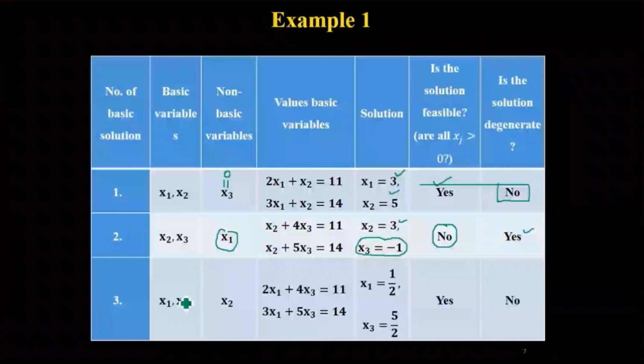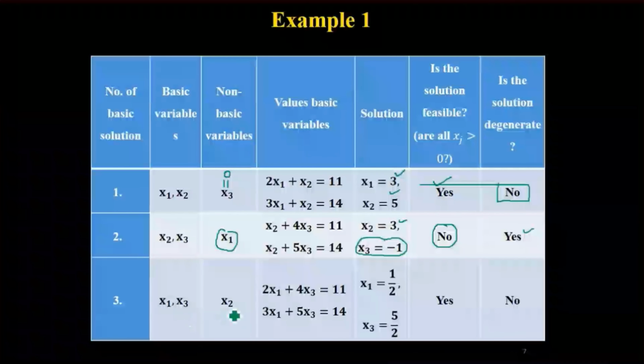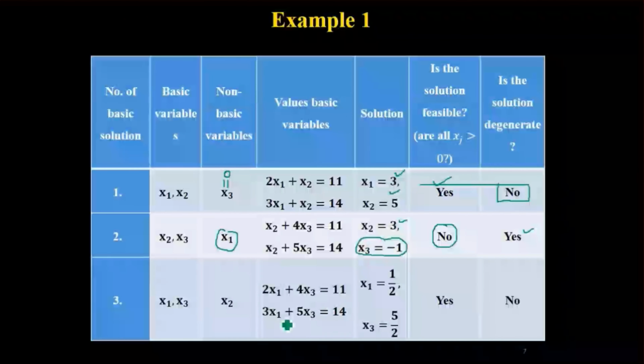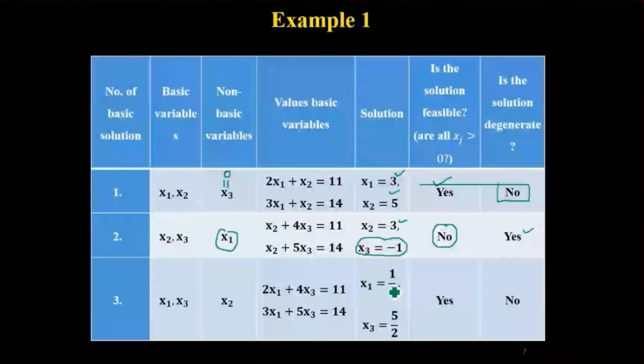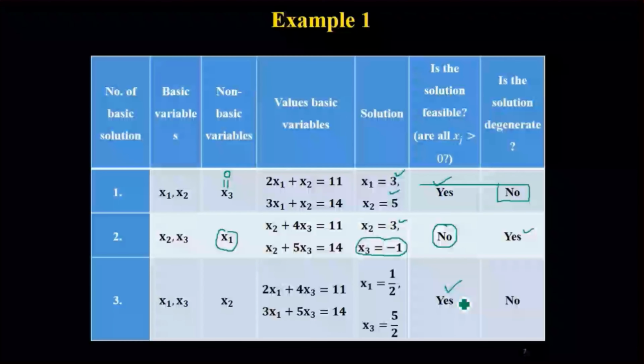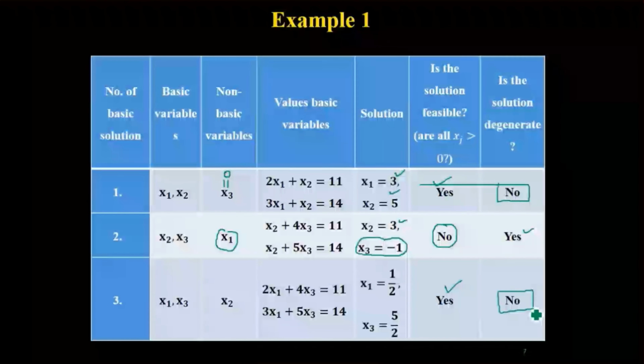Now the third one: we take x1 and x3 as basic variables and x2 as the non-basic variable, meaning x2 is 0, so the x2 term will vanish from the equations. We get 2x1 plus 4x3 equal to 11, and 3x1 plus 5x3 equal to 14. If you solve these two equations, we get x1 is 1 by 2 and x3 is 5 by 2. All these values are positive, so it satisfies the feasibility condition. There is no zero value for x1 and x3, so it is non-degenerate.